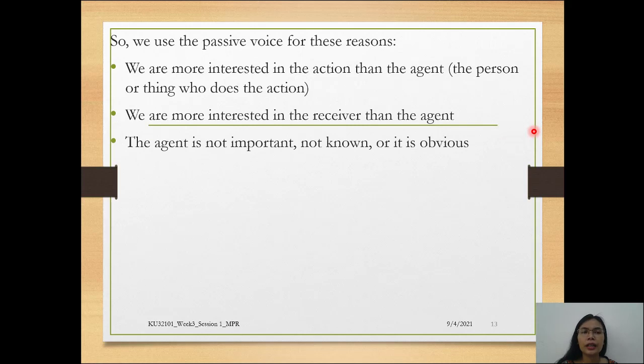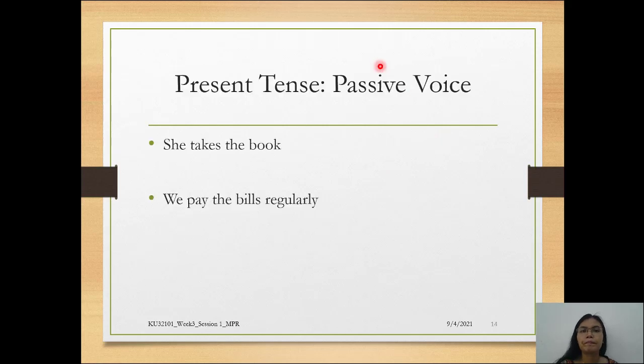So in conclusion, we can say we use the passive voice for three reasons. The first one is we are more interested in the action than the agent, the person or the thing. And then we are more interested in the receiver than the agent, or the agent is not important, not known, or it is obvious. For example, it's obvious for you to know who is eating the cake, so you don't need to say "by me." Okay, so those are the reasons for using passive voice.